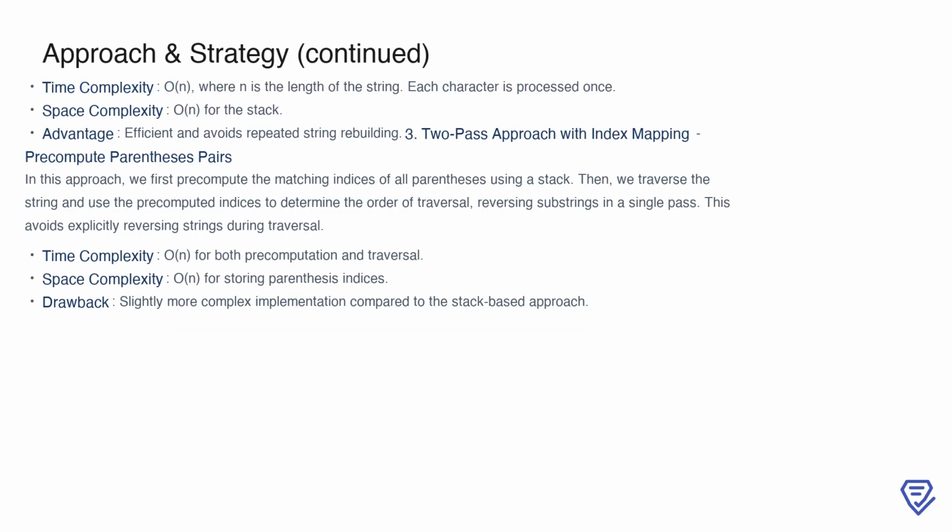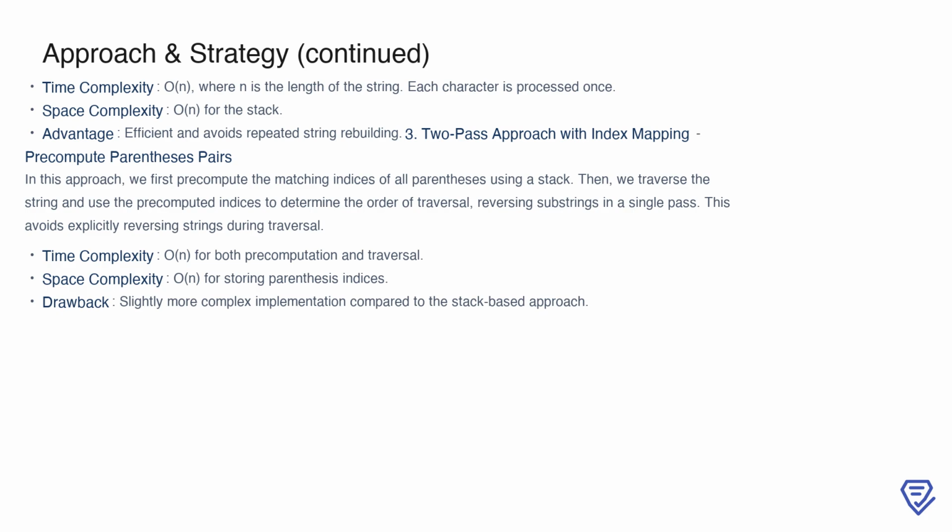The stack-based approach has a linear time complexity of O(n), as each character in the string is processed exactly once. It also has a space complexity of O(n), to accommodate the stack used for storing characters. This approach is efficient because it avoids the repeated string manipulations that make the brute force method slow. Another alternative is the two-pass approach with index mapping.